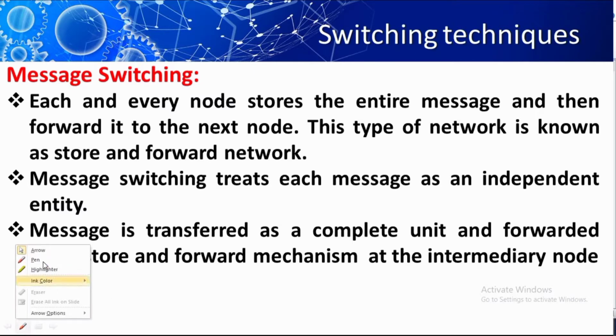The intermediary node receives the small individual messages and constructs the full message. Then the message will be transferred to the next intermediary node. In short, each and every node stores the entire message and then transfers or forwards it to the next node. This type of network is known as store and forward network. Message switching treats each message as an independent entity.